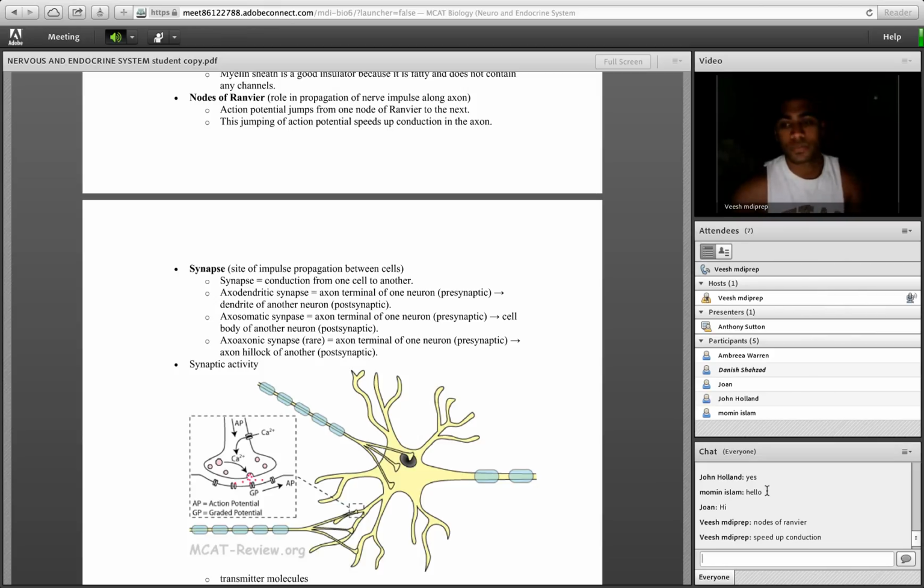That's how they're different. And then you also have axoaxonic synapses. Those are a little bit rare, and they're between the axon terminal of a presynaptic neuron and the axon hillock of a postsynaptic neuron.